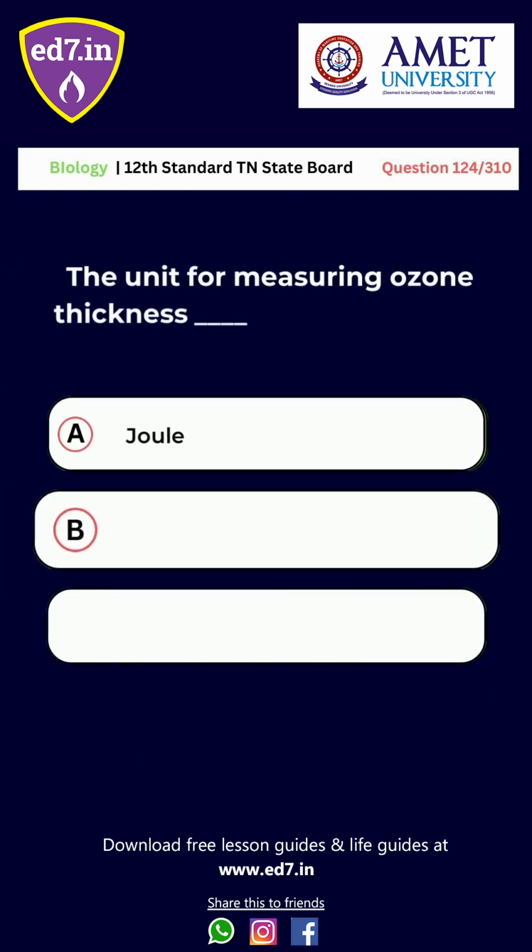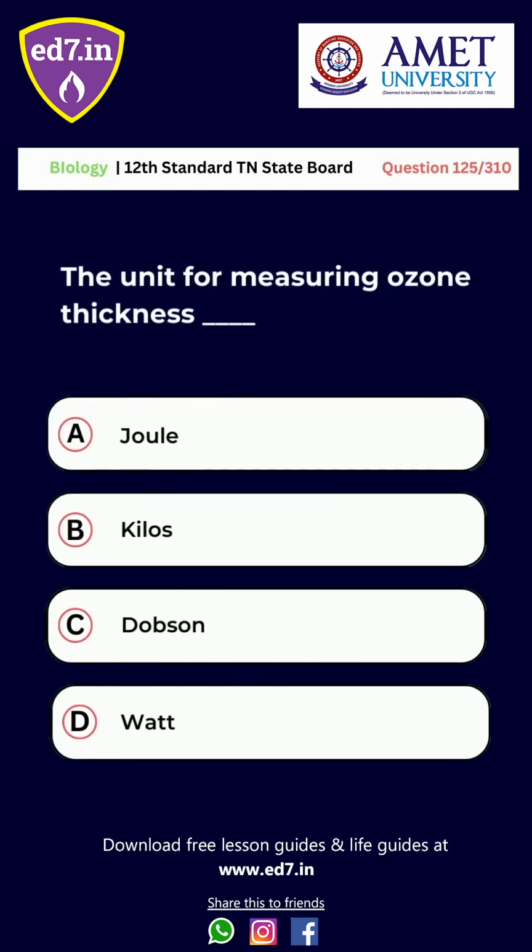Question number 125. The unit for measuring ozone thickness. A, joule, B, kilos, C, Dobson, D, watt. And the right answer for this question is option C, Dobson.